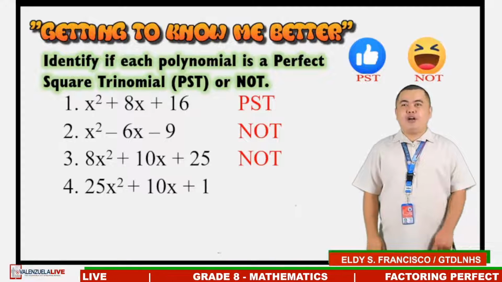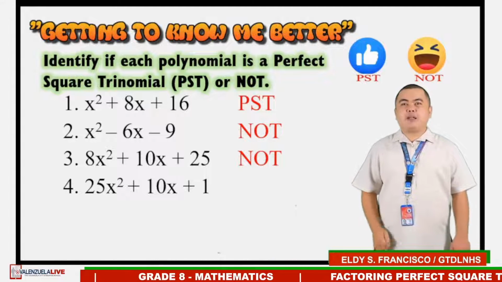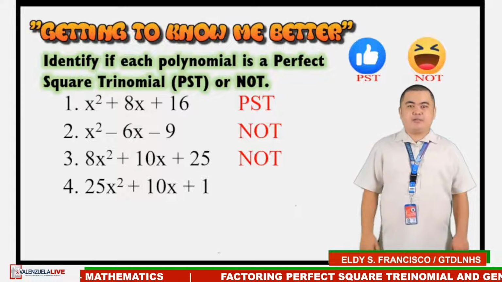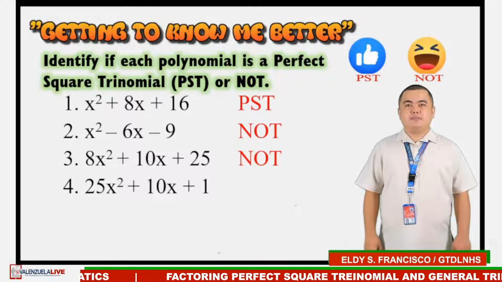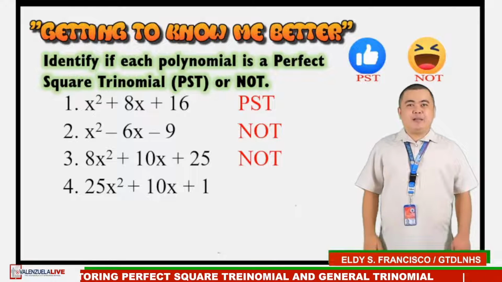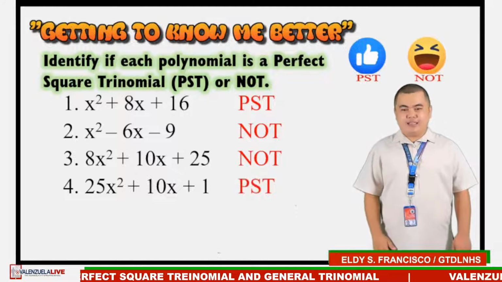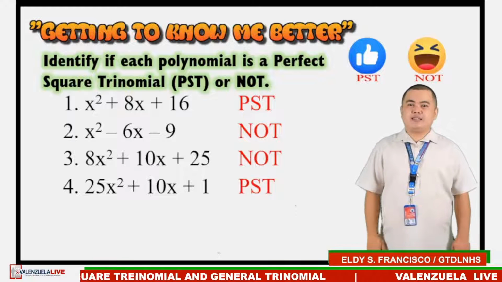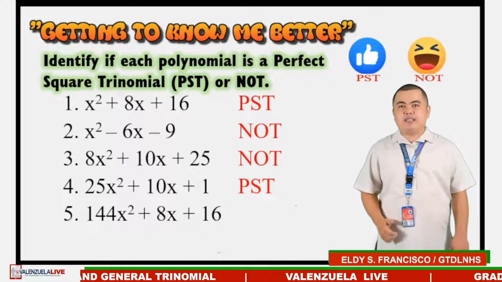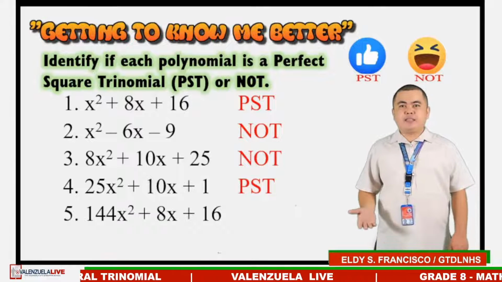Alright, number 4. 25x squared plus 10x plus 1. PST or not? Very good. The answer is PST. Last, 144x squared plus 8x plus 16. PST or not?